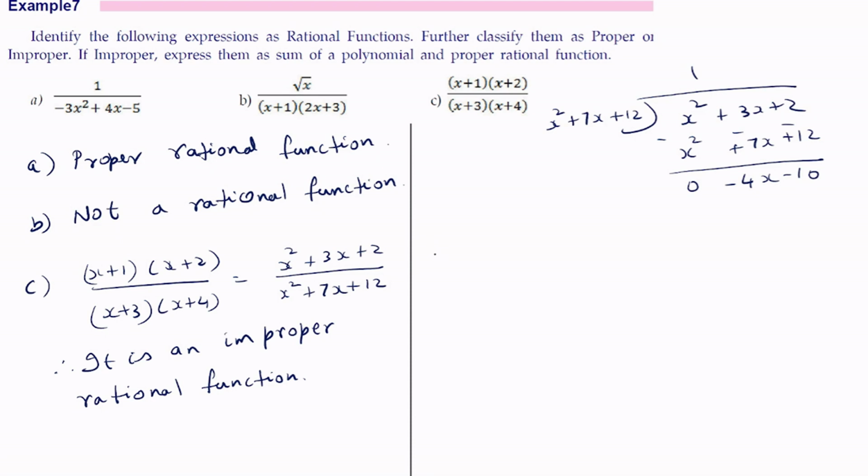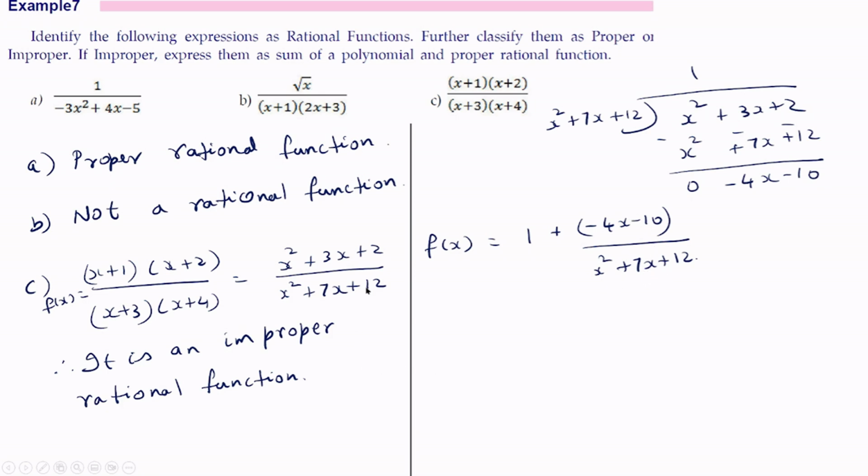So let us take this as f of x. So f of x becomes 1 plus minus 4x minus 10 upon x square plus 7x plus 12. Now here we can see that we have expressed this as sum of a polynomial and a proper rational function. This is a proper rational function because the degree in the numerator is 1 and in the denominator it is 2.